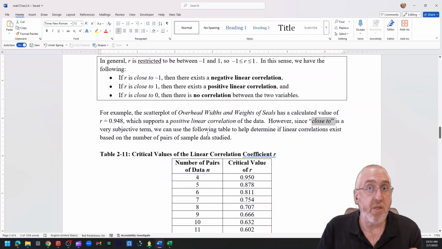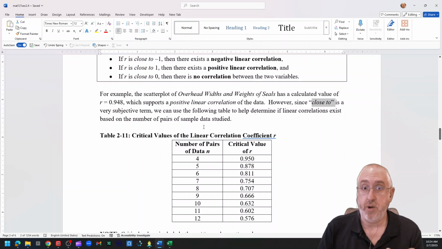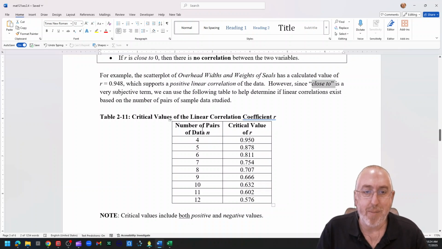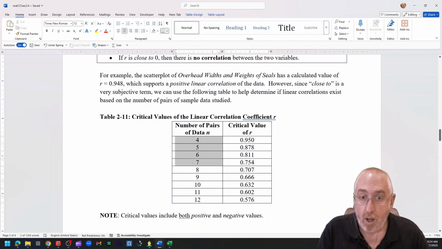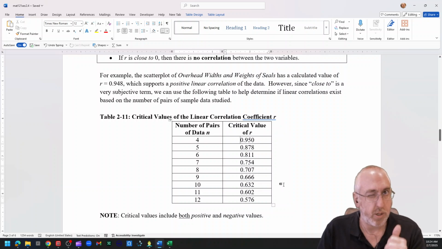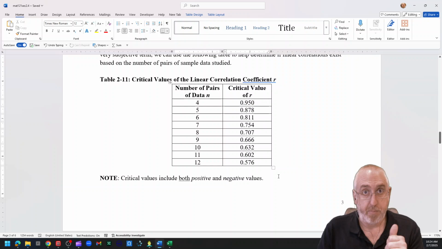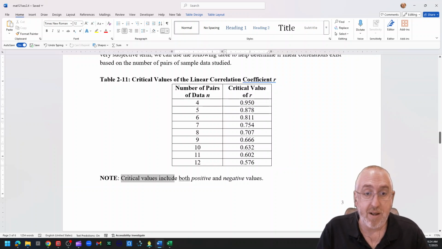One of the things that's out there is a table that identifies some more specific cutoffs for that "close to" definition. It's all dependent upon the number of pairs of data that you're dealing with. This table goes from 4 points all the way up to 12 points, and then we have the corresponding critical value of R, which we're going to see how to use in just a second. But before we do, keep in mind that critical values include both the positive and the negative values. So don't just assume it's a positive number and that's it. For this case, we need the positive and the negative critical values.